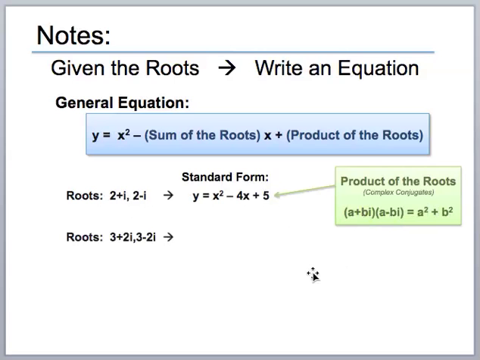All right, so the next one, I want you to try this on your own, and see if you can come up with the answer first. So pause the video, and see if you can create that equation as well in standard form.